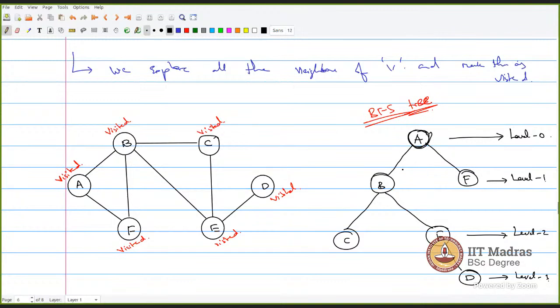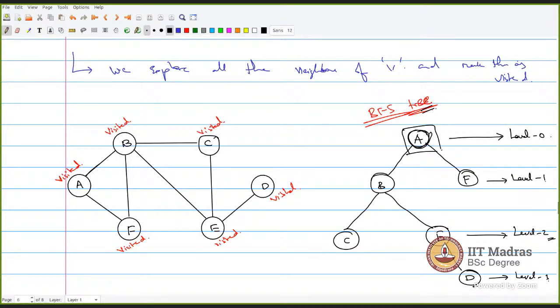This BFS tree actually gives us the shortest distance from the root vertex to every other vertex in the given graph. You can see from A, the distance between A and B is 1, the distance between A and F is 1, but the distance between A and C is 2, and the distance between A and E is 2. The shortest distance from A to C is from A to B and B to C. That is the shortest distance I can travel from A to C. Similarly to E, from A to B and B to E is the shortest path from A to E. That is why C and E come in level 2.